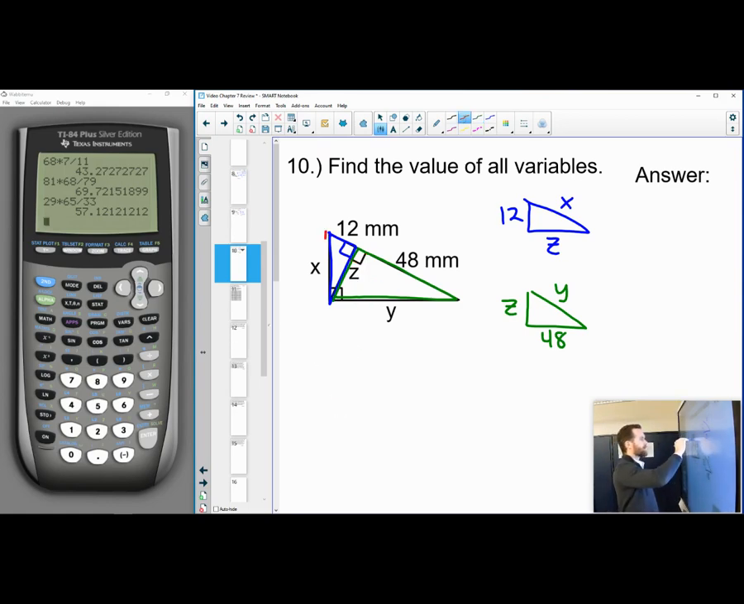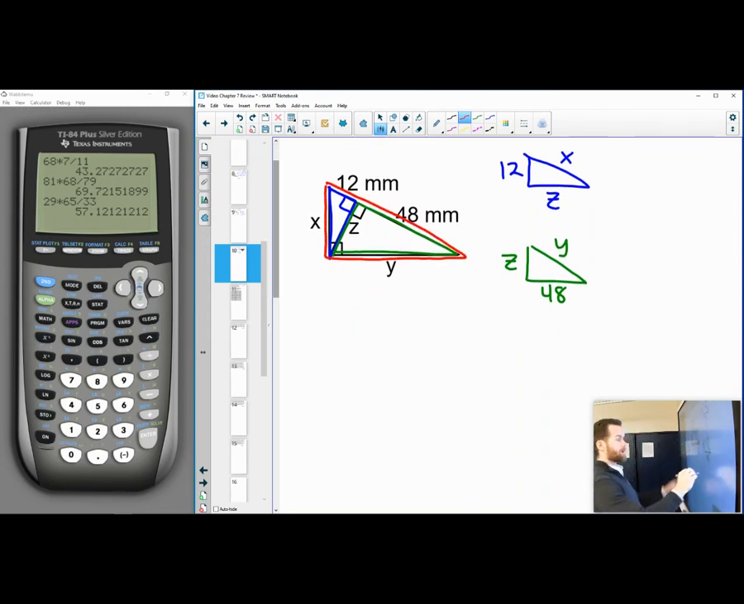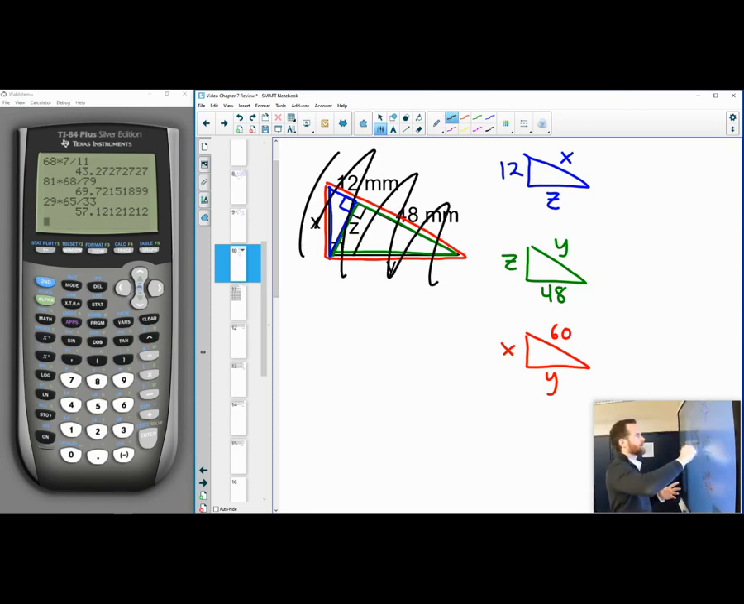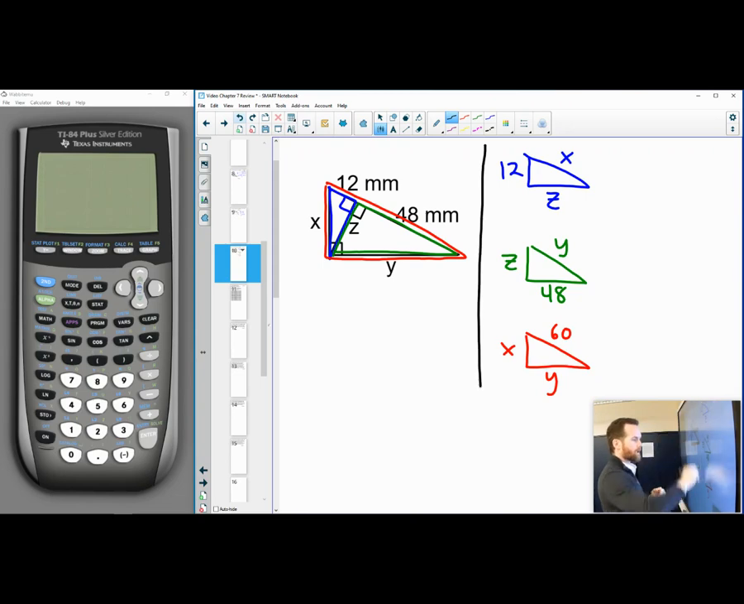And last but not least, we've got the whole thing, the big triangle. I forgot to write it over here. So, short leg, long leg, hypotenuse. The short leg is X, the long leg is Y, and the hypotenuse is 48 plus 12, that's 60. And now we don't even need to look at this diagram anymore. Everything you need is right here.